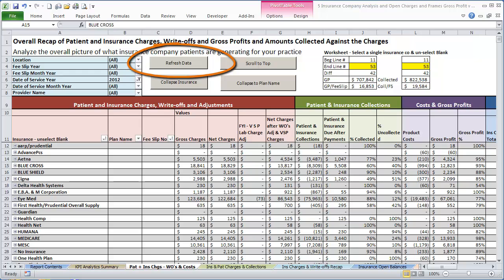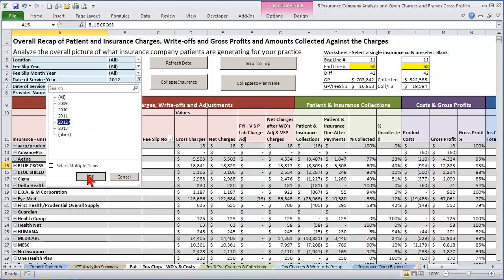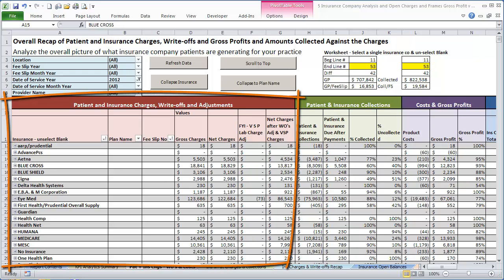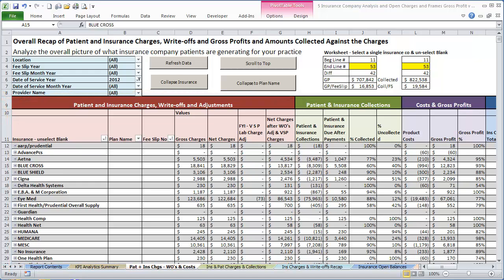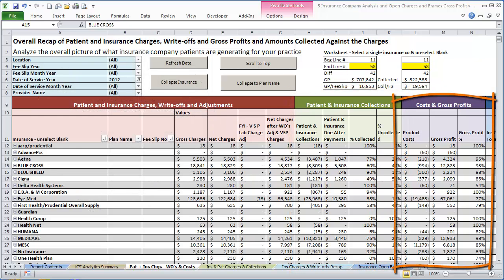Select a period that represents a period when you think 100% should have been collected, whether a full year or a few months. For example, date of service year, 2012. In the Patient Insurance Charges, Write-Offs, and Costs pink area, you'll find the amount of charges after write-offs that should be collected 100%. The green area represents what has actually been collected between the patient and insurance. If 100% has not been collected, then more needs to be written off or more needs to be collected. The purple area represents the gross profit when the net charges after write-offs are deducted from the product cost.